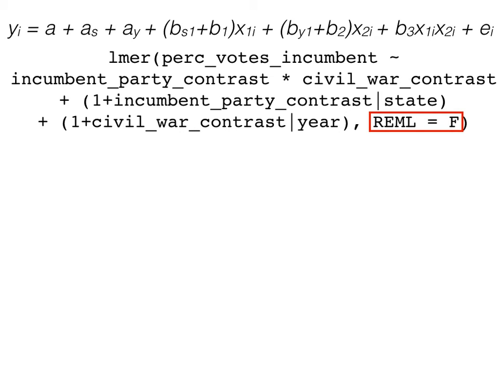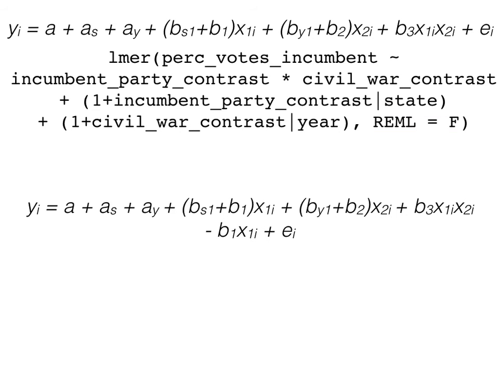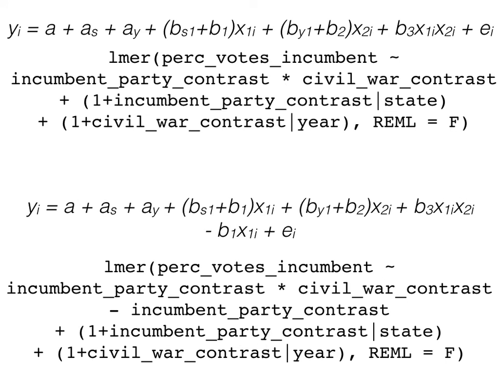We're also going to build a second model that looks like this, which has accompanying R code that looks like this. The change in this model from the original one is that here we subtract our first fixed effect. Basically, we are building a model that includes the main effect of Civil War country and the interaction of incumbent party in Civil War country, but we're removing the effect of incumbent party from the model. As for the original model, we need the REML equals false call at the end.